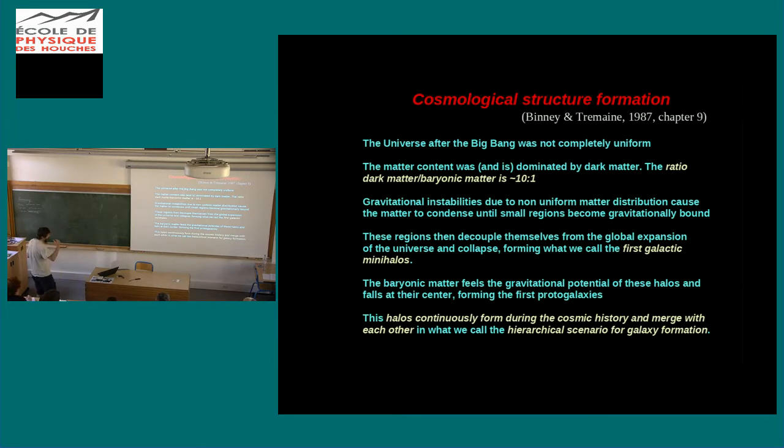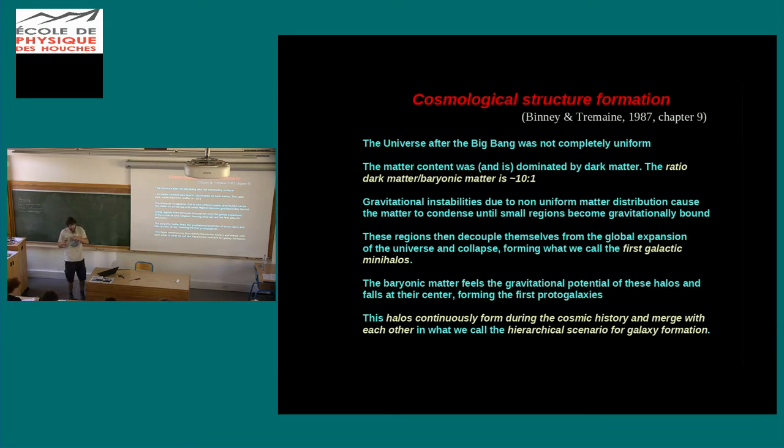So let me just walk you through a little bit the story that I sketched at the beginning, with a little bit more details. If you want more details, you can take the Bible of dynamics, which is here, chapter 9, and you can learn all the details about it. So the universe after the Big Bang wasn't completely uniform, and you have this perturbation in the matter density field, right? But these perturbations are dominated by the dominant part of the matter content of the universe, which is dark matter.